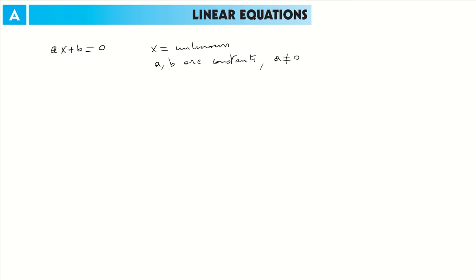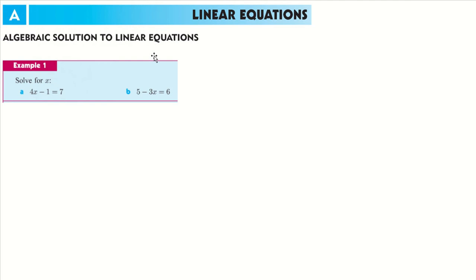Let's go to an example. Example 1. A. We have 4x minus 1 is equal to 7. So we have an equal sign here. That means that the left-hand side is equal to the right-hand side. We have to solve this for x, so we have to find an expression for x. What we have to do is actually isolate this x, and we have to work step by step.